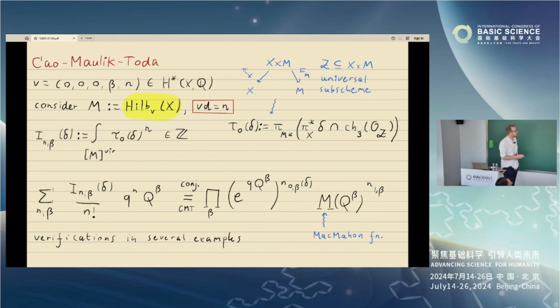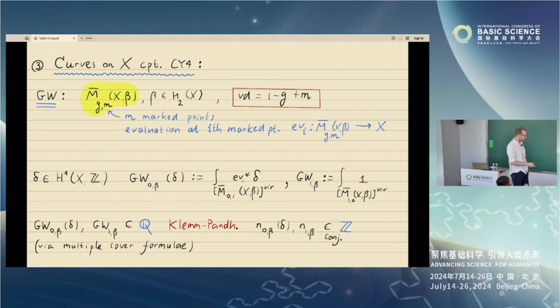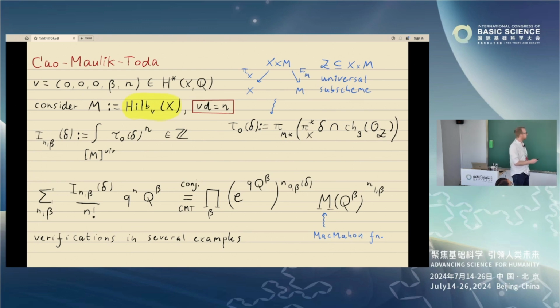Now, what Cao-Maulik and Toda did is they give a conjectural sheaf theoretic characterization of these integers. This should be viewed as a sort of Donaldson-Thomas/Gromov-Witten correspondence in the fourfold setting. They fix a Chern character (0,0,0,β,n) in cohomology, and look at the Hilbert scheme parameterizing points and curves on X. Here we always take the Chern character of the structure sheaf to be v. When you calculate the virtual dimension, it's n. What's interesting is that the virtual dimension does not depend on which curve class β you have.